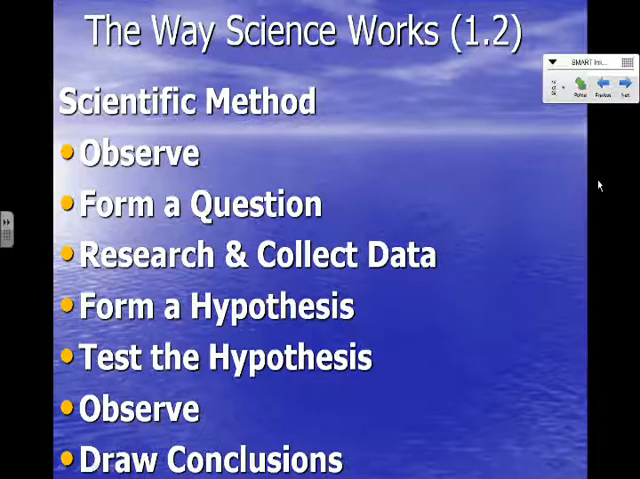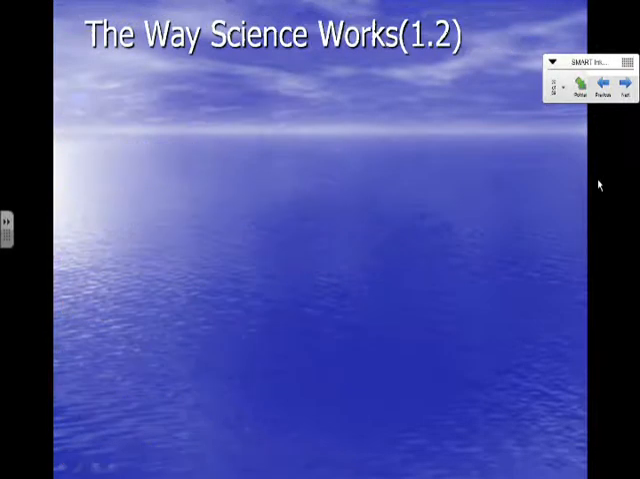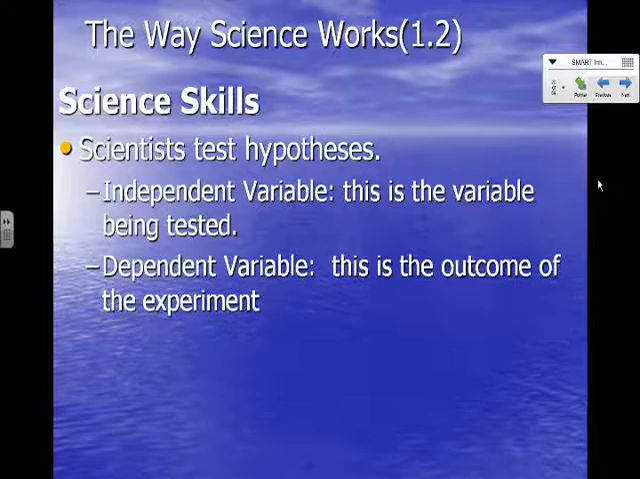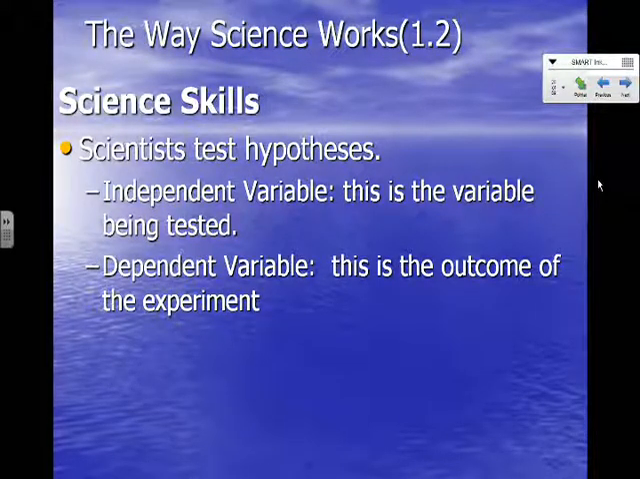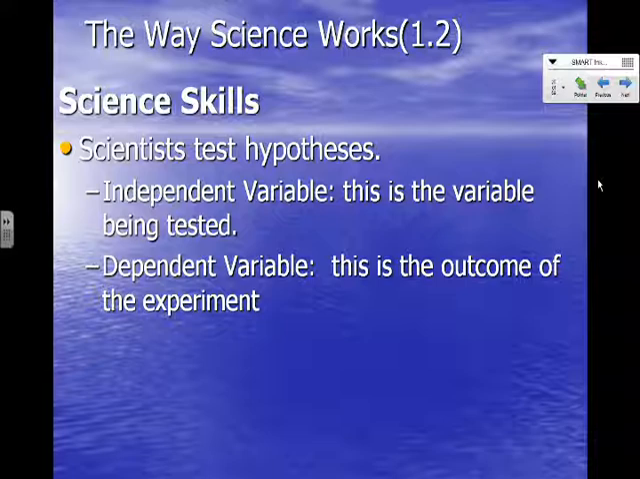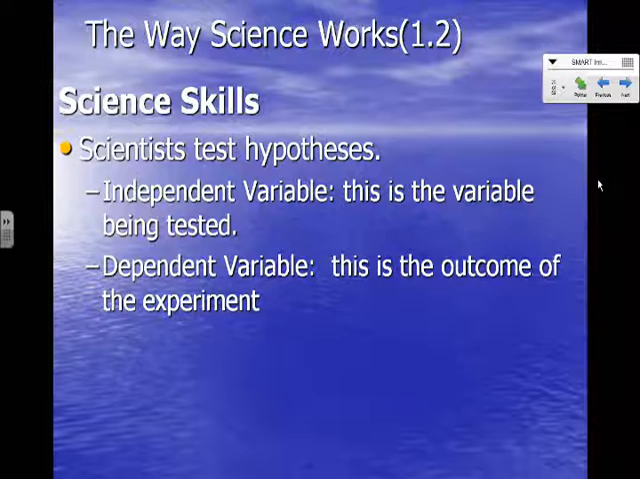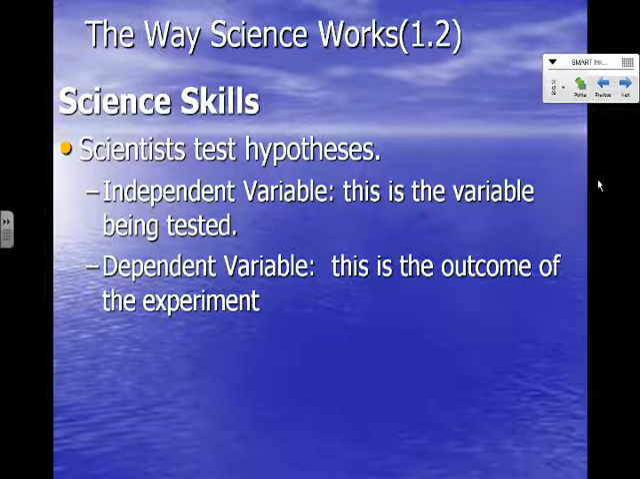Now, when scientists test a hypothesis, when they're doing the experiment, there are several parts to an experiment, I apologize, but there are two parts that we're going to talk about next. And this is the independent variable and the dependent variable. The independent variable is the variable being tested. You know this variable at the very beginning of the experiment because it's what you're testing. Also, the independent variable is always an object. It's tangible. It's an object that you're testing.